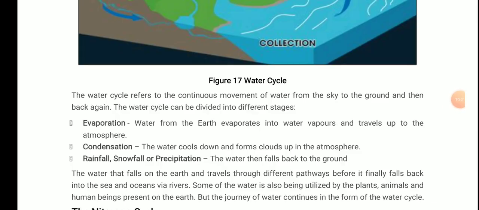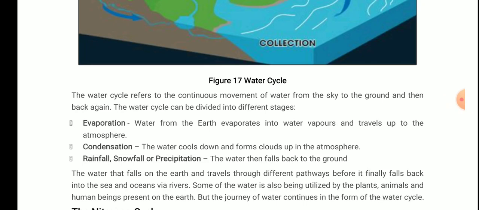Some of the water is also utilized by the plants, animals, and human beings present on the earth. But the journey of the water continues in the form of the water cycle. You know that this is a phenomenon of every year, that the water evaporates, rainfall comes, and then every year it keeps on continuing. So the water that falls on earth travels through different pathways, whether rivers, lakes, etc., and finally falls back into seas and oceans via rivers. Some of the water is utilized by plants and animals present on the earth, and the journey of water continues in the form of the water cycle.